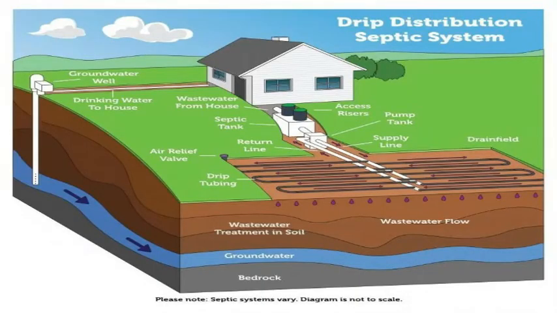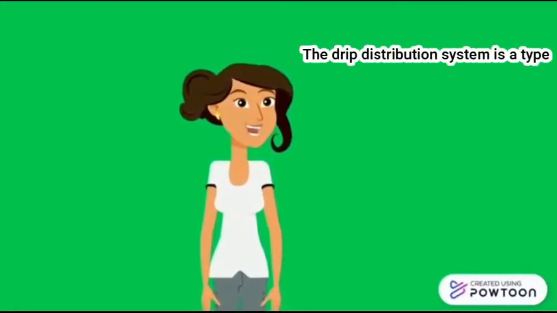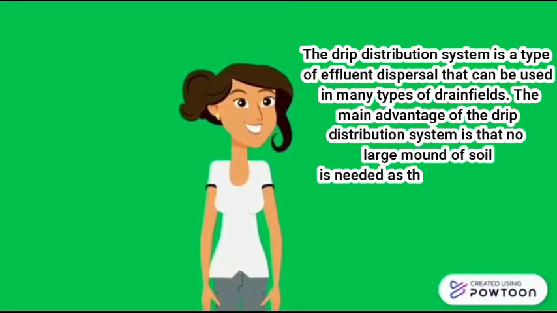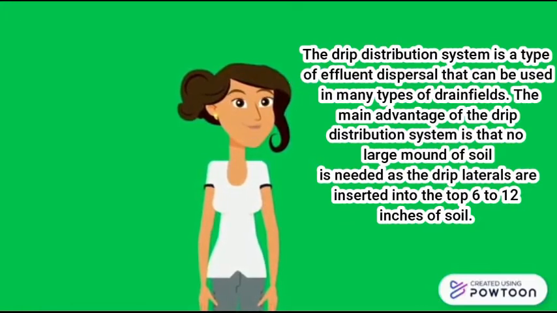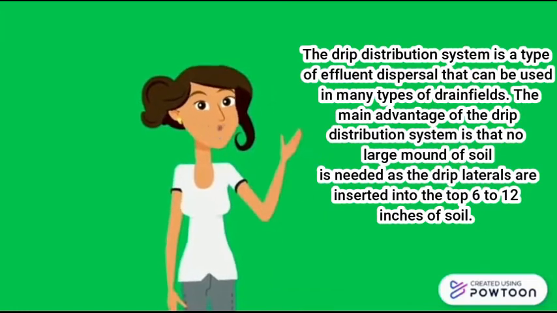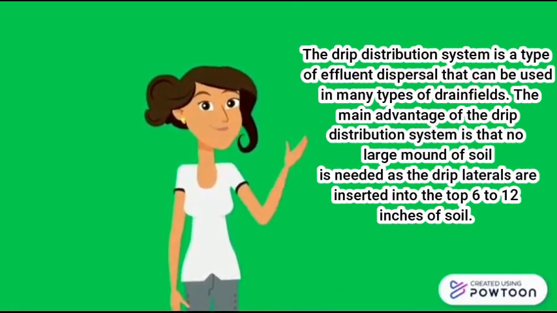Drip distribution system. The drip distribution system is a type of effluent dispersal that can be used in many types of drain fields. The main advantage of the drip distribution system is that no large amount of soil is needed, as the drip laterals are inserted into the top 6 to 12 inches of soil.